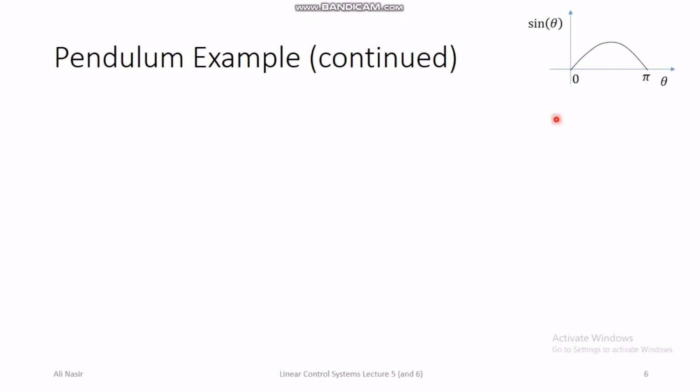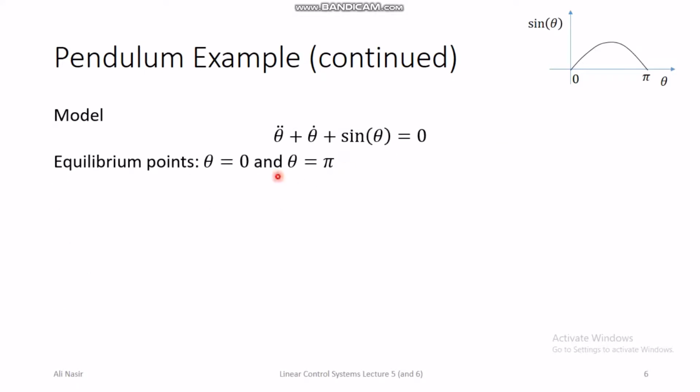So if we look at the graph of sine theta from 0 to pi, sine theta is 0 at 0 and 0 at pi. So the equilibrium points are theta equal to 0 and theta equal to pi. These are the two values of theta at which all the derivatives of theta are 0 in this differential equation.